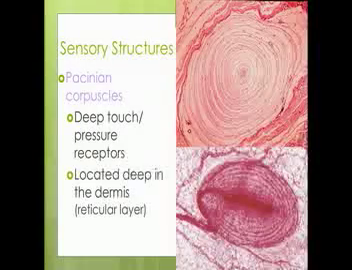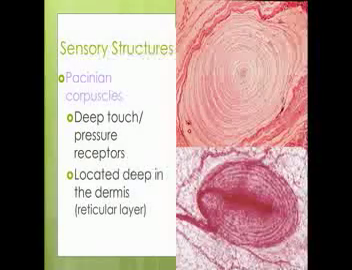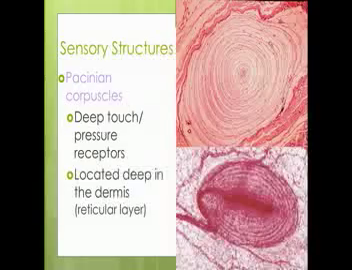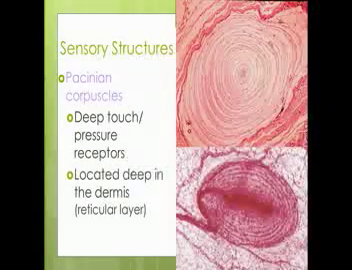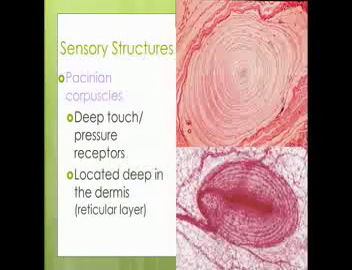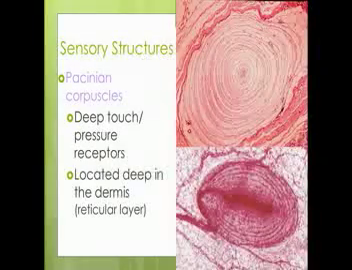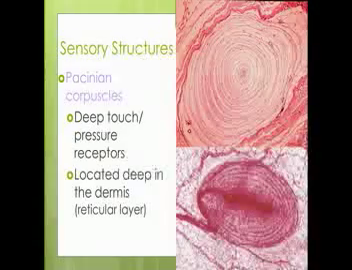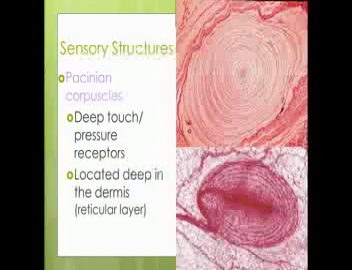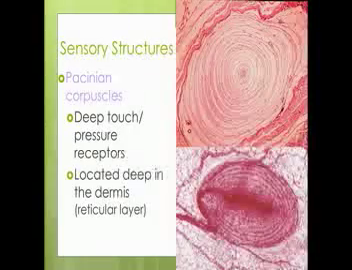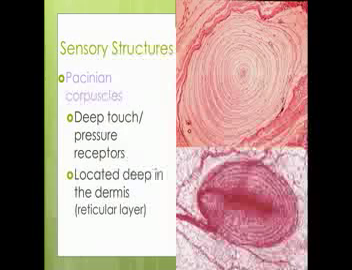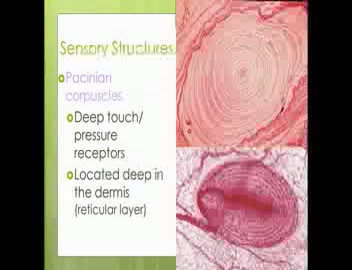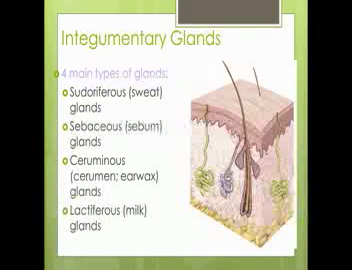Compare that to something called the Pacinian corpuscle. This is a much deeper sensory structure that's located in the reticular layer of the dermis. It has this onion-like appearance when stained. So both of these are histological sections of it. And it responds to deep touch and pressure. You'll have to be able to identify both of those in histological sectioning. So as always, make sure you're practicing with that DVD and in lab.